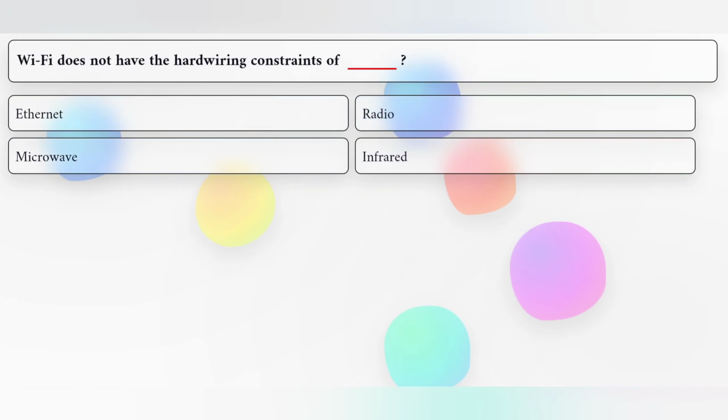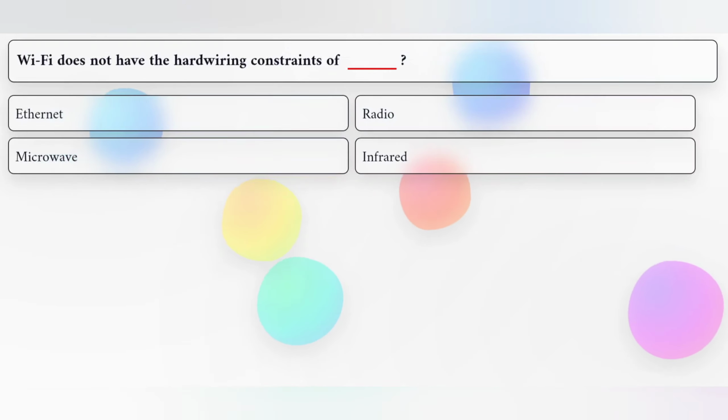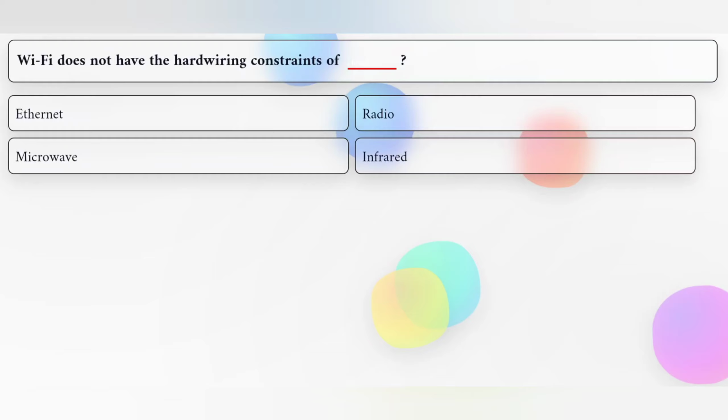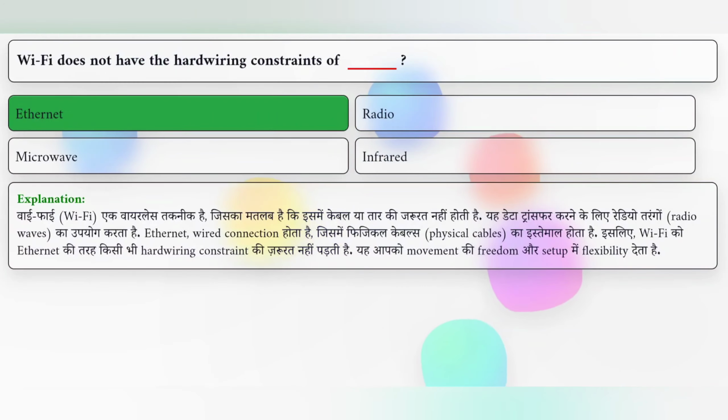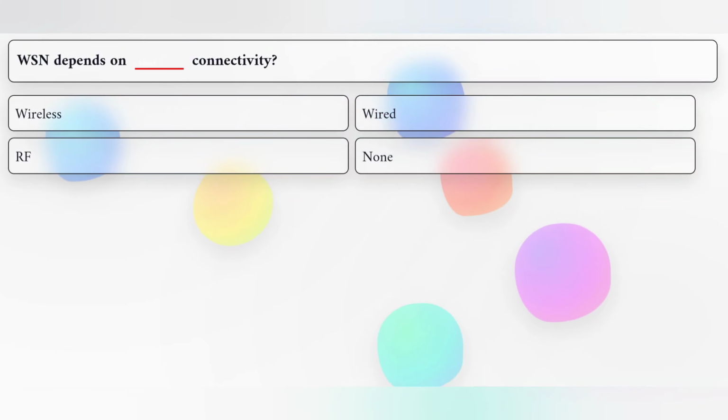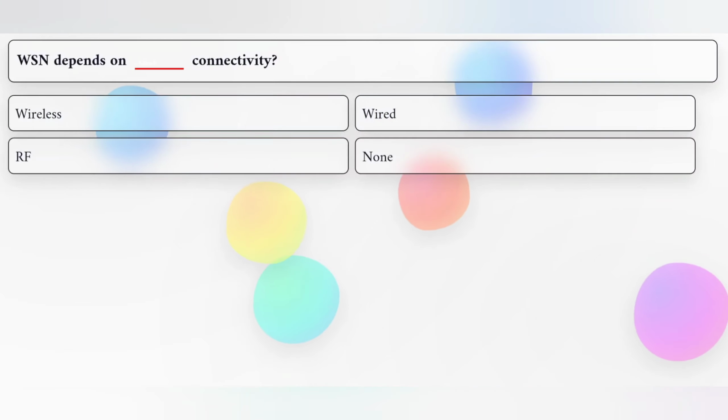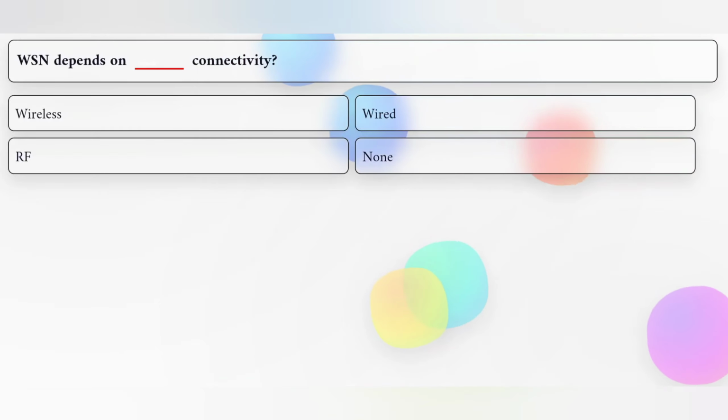Wi-Fi does not have the hard wiring constraints of blank: Ethernet, radio, microwave, infrared. WSN depends on blank connectivity: wireless, wired, RF, none.